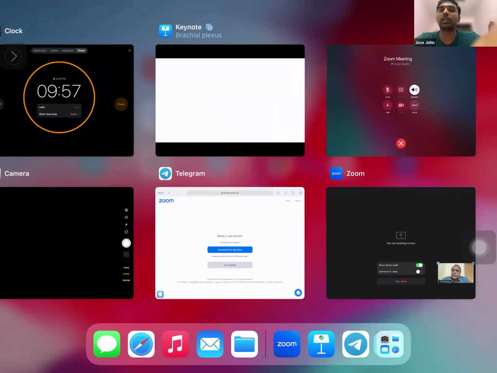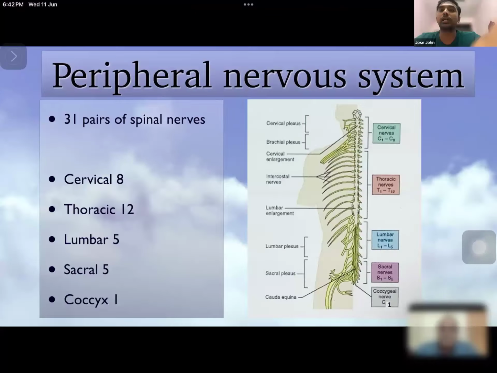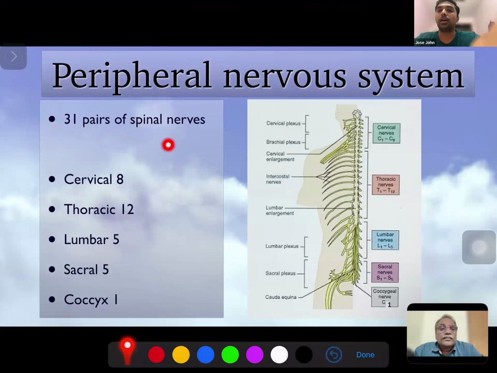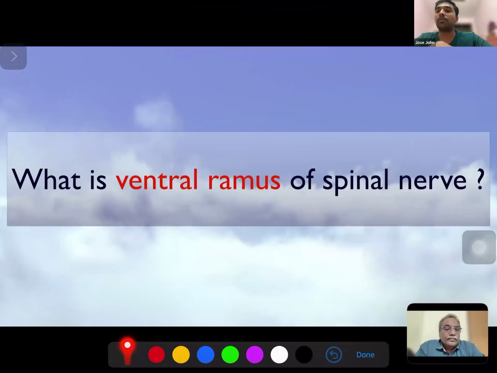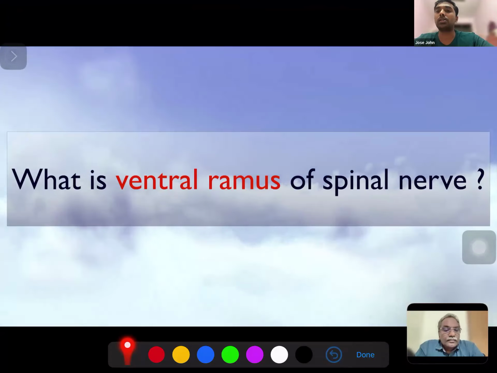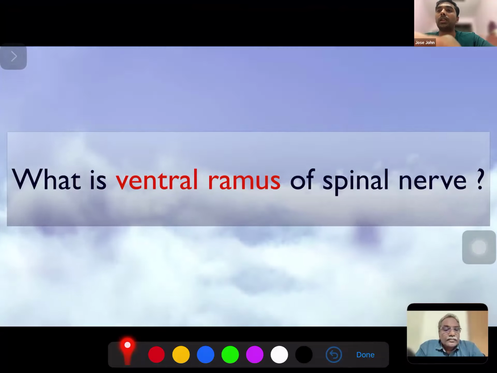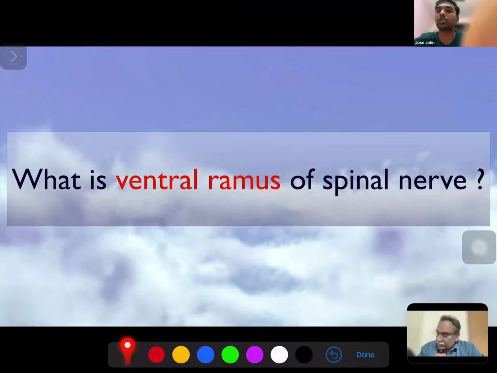There are 31 pairs of spinal nerves, of which 8 are cervical and 12 thoracic spinal nerves, with 5 lumbar and 5 sacral, and 1 coccygeal spinal nerves. As we have told, we have 8 cervical nerves, but we have only 7 cervical vertebrae. And I told the brachial plexus arises from the ventral ramus of spinal nerve. So what is the ventral ramus of a spinal nerve? We'll deal with a typical spinal nerve here.